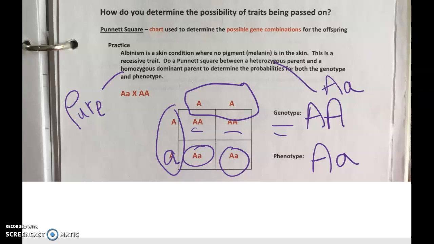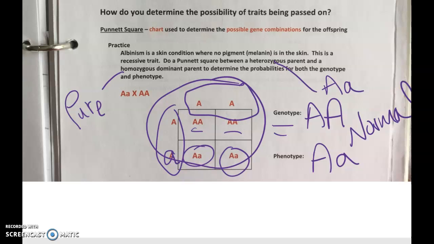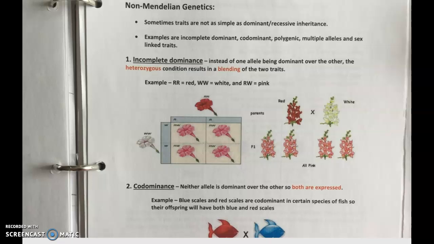The phenotype, though, how would all of these children look? How do the parents look? How do the offspring look? They are all normal pigmented skin. Normal. Sometimes traits are not quite as quick, easy, painless, simple as dominant versus recessive in what we call classical Mendelian genetics. In this case, we're talking about non-Mendelian genetics.